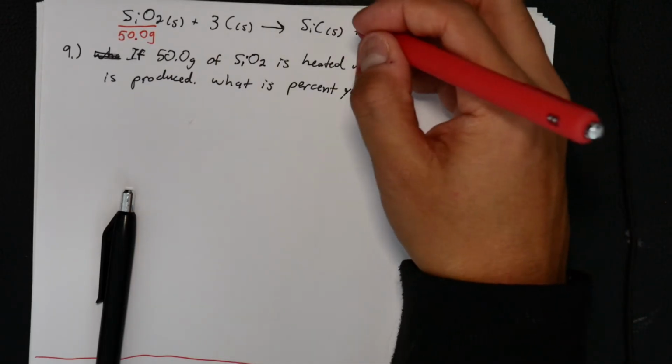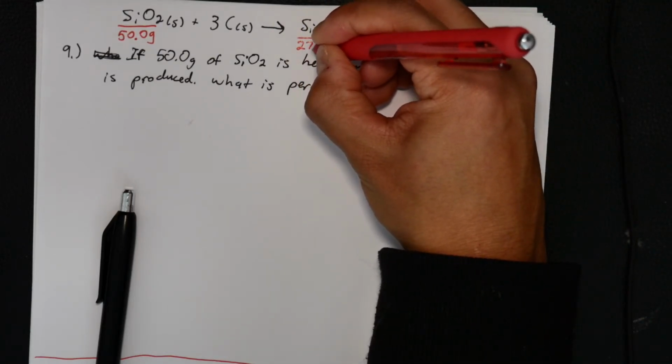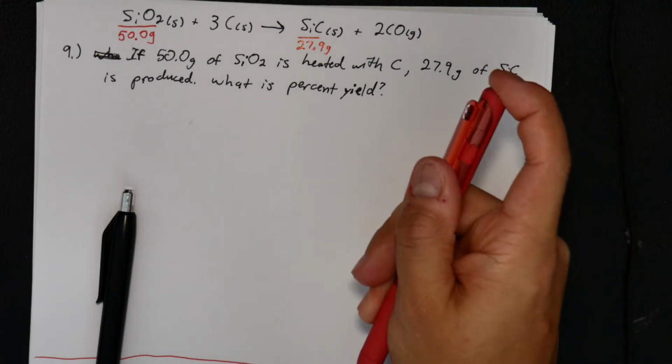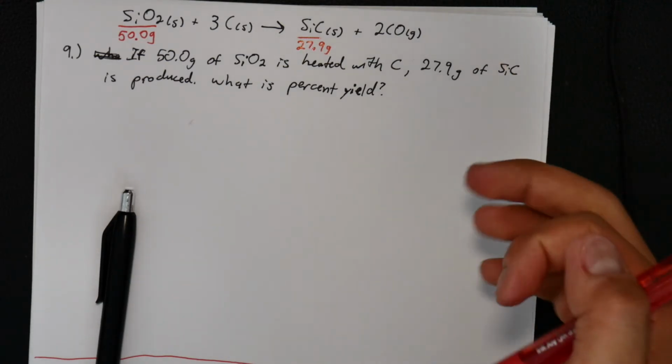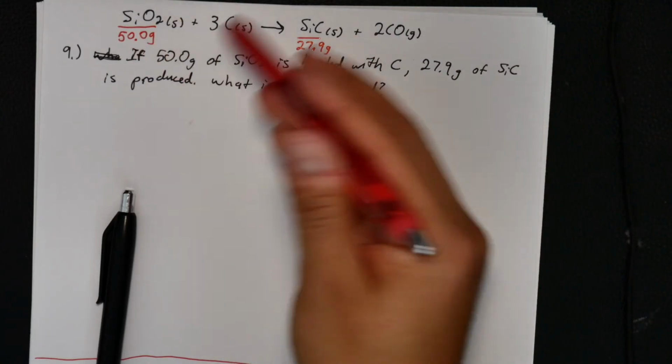We make 27.9 grams of silicon carbide. So 27.9 grams of this material is made. What is the percent yield? All right, so you might be thinking, what am I supposed to do here? It looks like they're already giving us amounts of stuff.